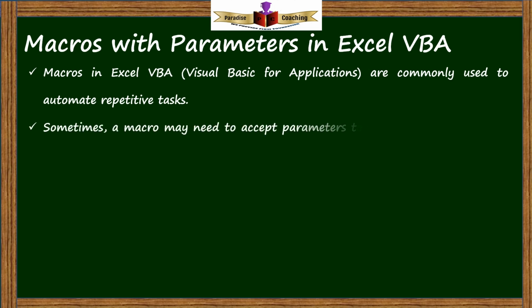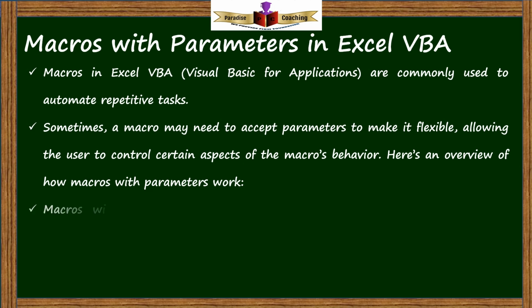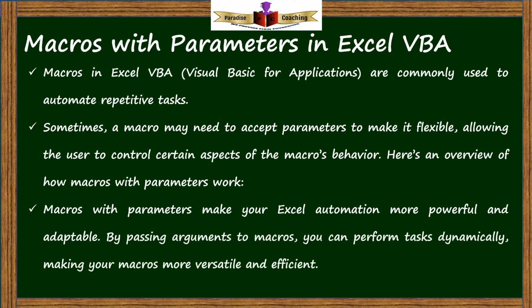Macros in Excel VBA, Visual Basic for Applications, are commonly used to automate repetitive tasks. Sometimes, a macro may need to accept parameters to make it flexible, allowing the user to control certain aspects of the macro's behavior. Here's an overview of how macros with parameters work. Macros with parameters make your Excel automation more powerful and adaptable. By passing arguments to macros, you can perform tasks dynamically, making your macros more versatile and efficient.